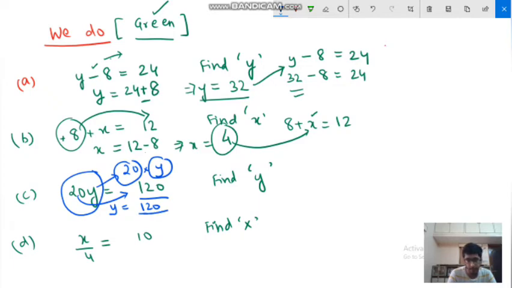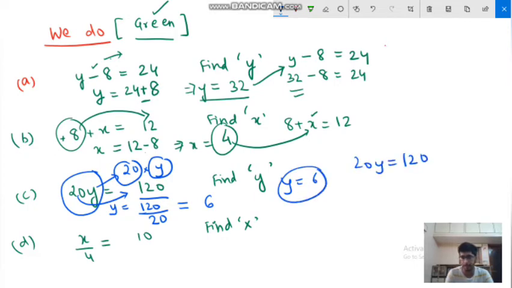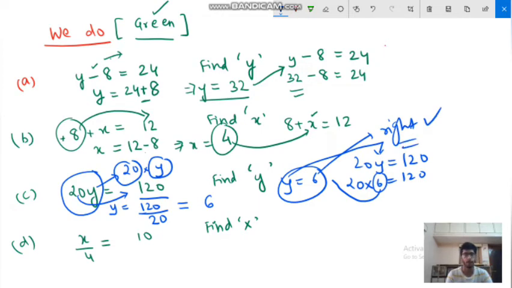So when 20 comes to this side, it will get divided, right? 120 divided by 20. When you solve it, it will be 6. So y is equal to 6. And if we recheck our equation, 20 into y is equal to 120. If you put the value of y as 6, 20 into 6 is equal to 120. It means the value of y that we found as 6 is right. Okay, what did you do here? Y and 20 were getting multiplied. So the 20 which was getting multiplied, when it went to the right side, it got divided. Okay, and this is the answer.